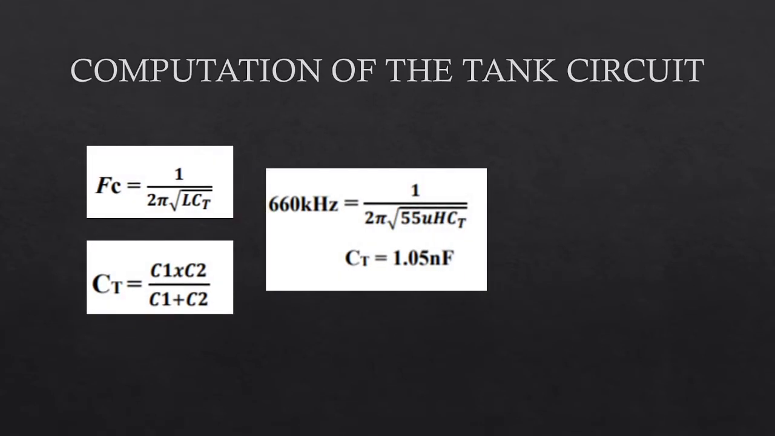So for the computation of the tank circuit, you can see here two formulas. fC is equal to 1 over 2 pi square root of LCT, and CT is equal to C1 times C2 over C1 plus C2. So you can see here that 660 kHz is equal to 1 over 2 pi square root of 55 uH times CT, and the value of CT is equal to 1.05 nanofarad.